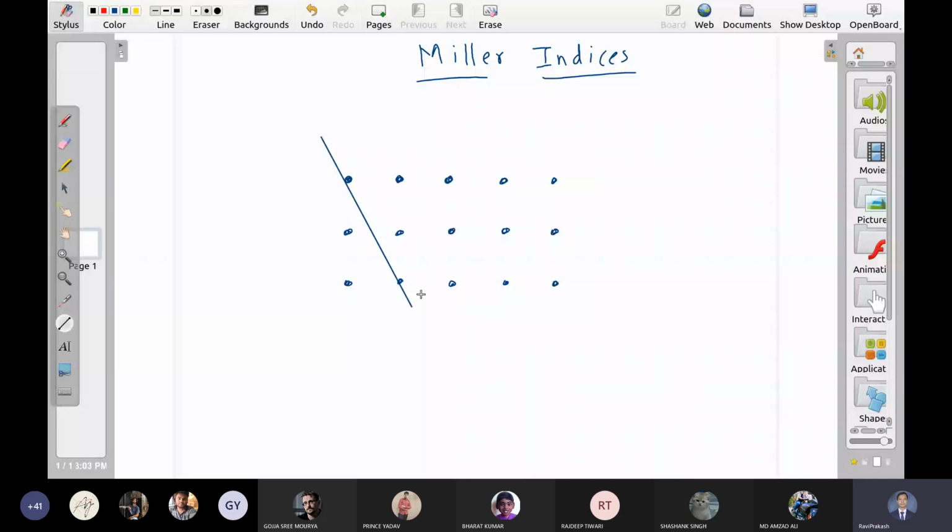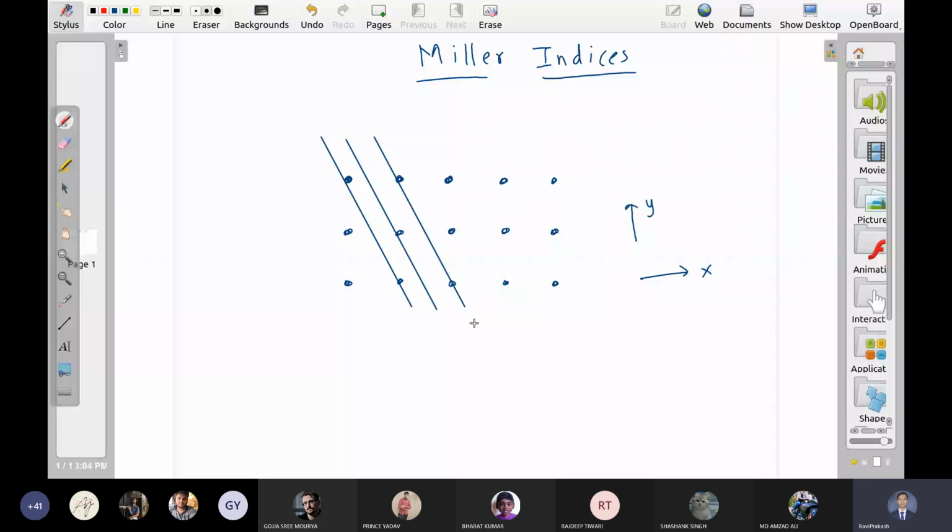So there can be many planes parallel to this. This is one plane. I can have n number of planes like this. So the question is, from where do we start measuring? I mean, from which point should I measure the intersection along the axis? So let me assume that this is the x-axis. मान लेते हैं ये x-axis की direction है, ये y-axis की direction है. But where is the origin? Origin कहाँ है?